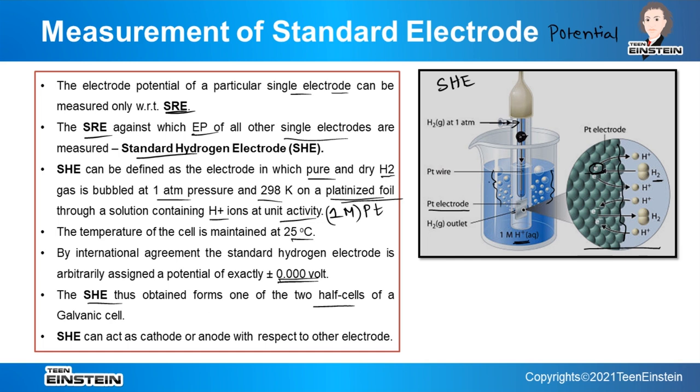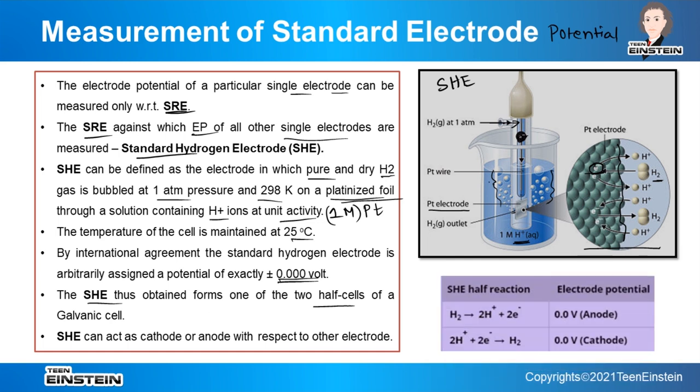It can be cathode, it can be anode. In both cases it is 0.0 volt. But when it is anode, it is losing electron, that is the SHE oxidation reaction. And when it is cathode, it is accepting electron and converted to H2. Okay, so depending on the other system, it can act as anode or it can act as cathode.